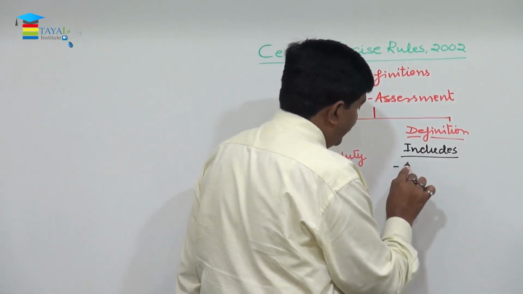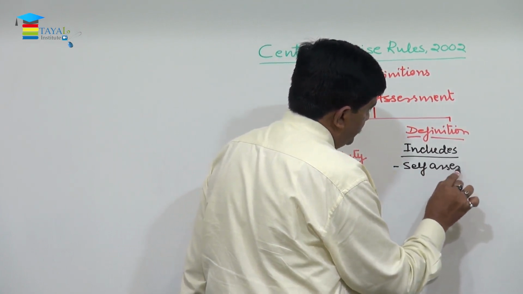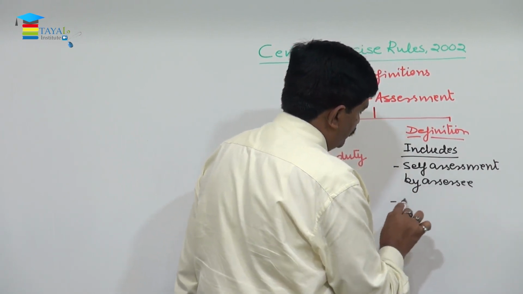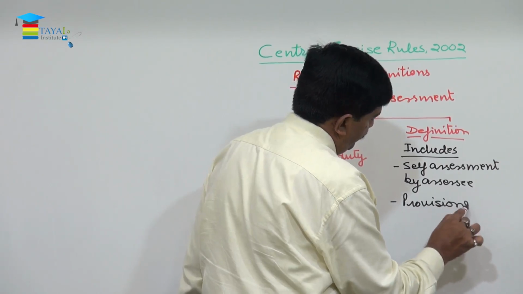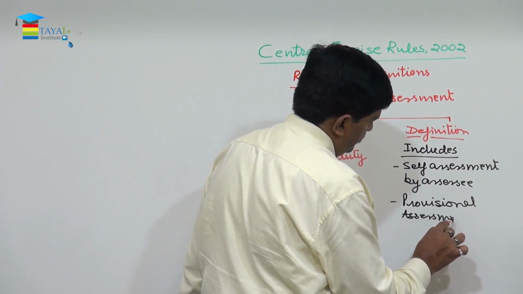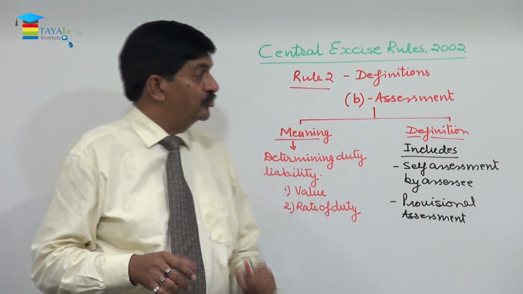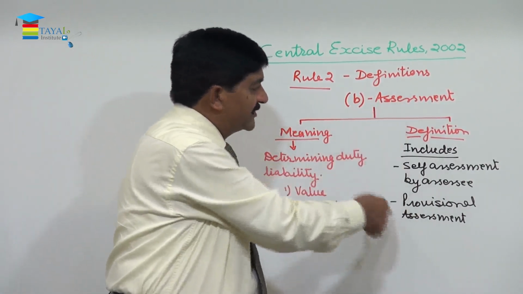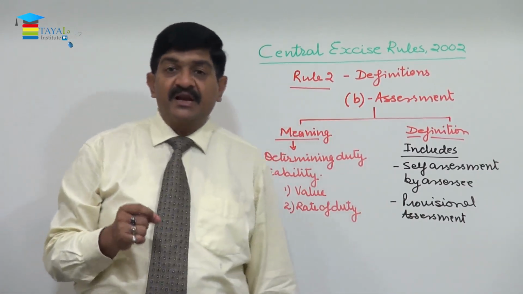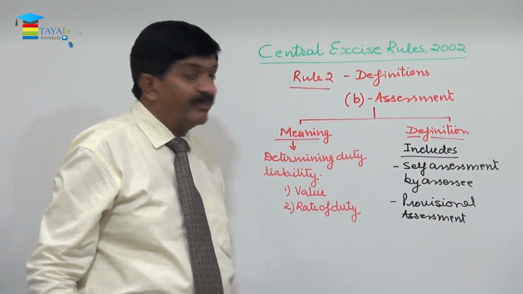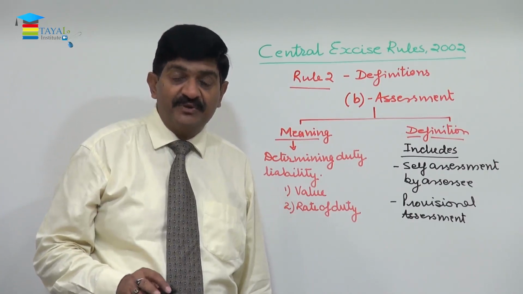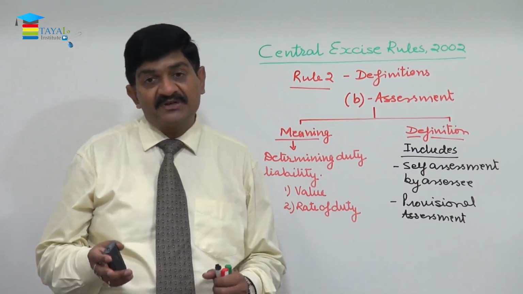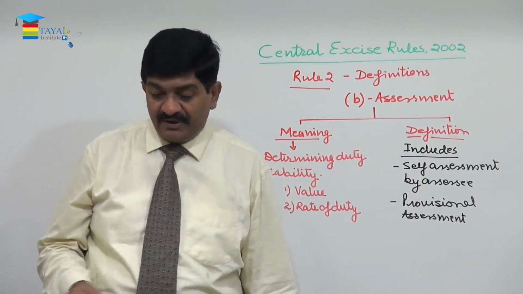So, assessment includes, number one, self-assessment by the assessee, and number two, provisional assessment. And provisional assessment we will read in detail when we go to rule number 7 in these rules. Rule number 7 talks about what is provisional assessment. So as far as definition is concerned, this part is relevant. But for understanding, this is necessary, that assessment means determining the correct amount of duty payable. Right. But the definition says that this includes not only self-assessment, this also includes provisional assessment. So when we come to rule number 6, we'll talk about all types of assessment, and under rule number 7, we'll talk about provisional assessment as well. So everything will be covered up in detail.